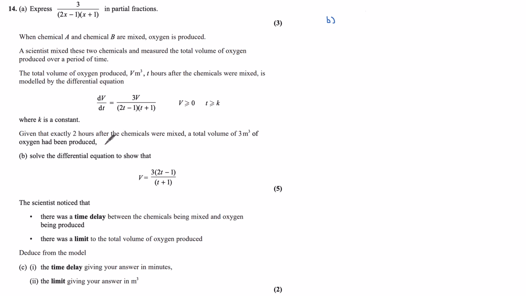Given that exactly 2 hours after the chemicals were mixed, a total volume of 3 m cubed of oxygen had been produced, part B, solve the differential equation to show that V is equal to 3 lots of (2t minus 1) divided by (t plus 1).